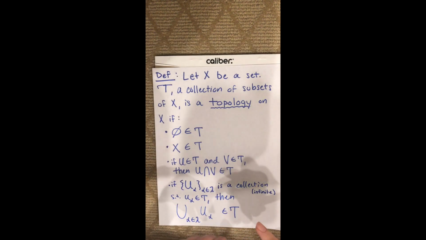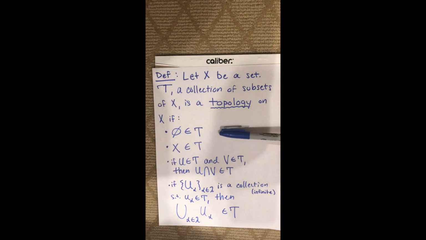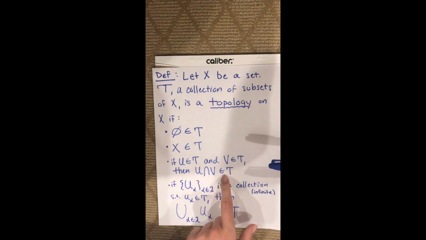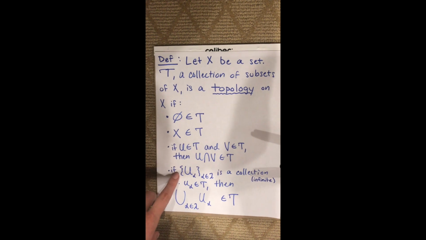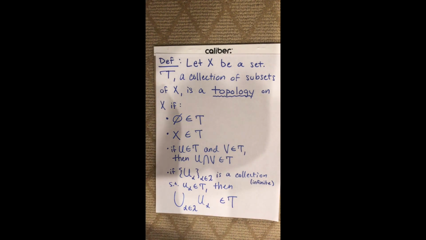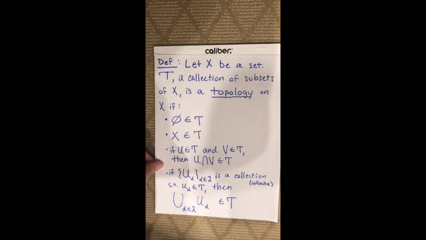Definition. Let X be a set, then T, which is a collection of subsets of X, is a topology on X if the following conditions are met. First, the empty set must be in our topology. The entire set X is in our topology. If we have two sets, U and V, in our topology, then their intersection is also in our topology. And if we have a collection of sets in our topology, then the union of all of these sets is also in our topology.